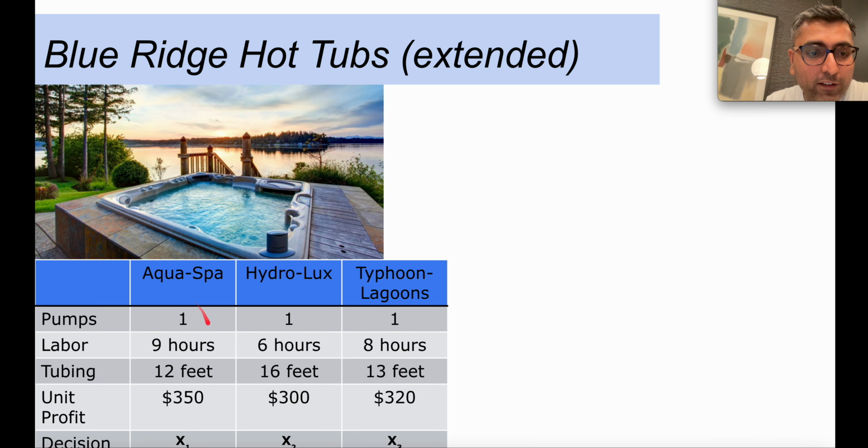Well, you have constraints which say, for you to build 1 unit of Aqua Spa, you need 1 pump, 9 hours of labor, and 12 feet of tubing, and each of these Aqua Spa hot tubs will make you $350. Likewise, you have unit economics for the profit contribution of Hydrolux and Typhoon Lagoons, and each of them requires a different amount of tubing and labor. So this is just a simple example that gets you to start thinking about the decisions you need to make: these decision variables, and the real-life constraints that you have.